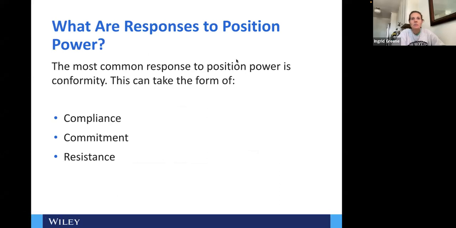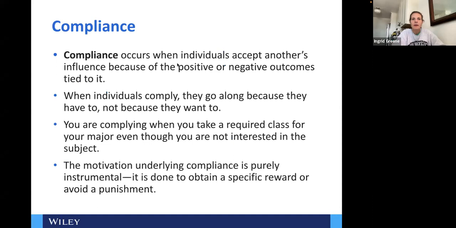And so what are the responses to position power? So there's compliance, commitment, and resistance. There's a slide here for each of these. So compliance is all about when the individuals accept another's influence. They say, okay, fine, I'll do it. They don't want to, but they do it. And unfortunately, this can yield a minimal effect.